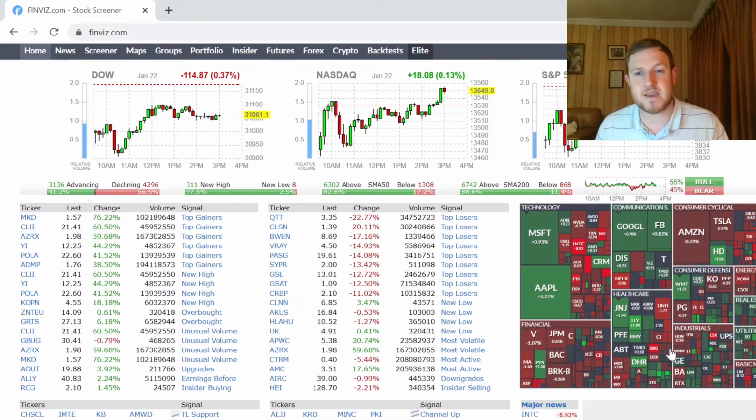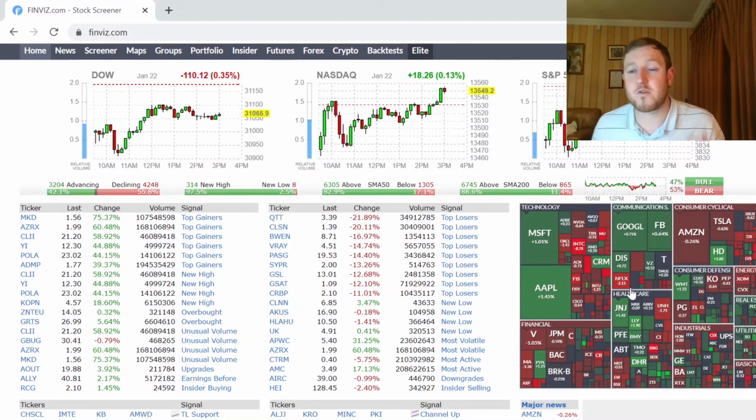As you can see here, technology is a bit of a mixed bag. The bigger companies like Apple and Microsoft have been doing okay today, with marginal gains, and then a lot of the rest of the industry is pretty much in red. So it's very handy for a very quick overview of how the market is going on that particular day.